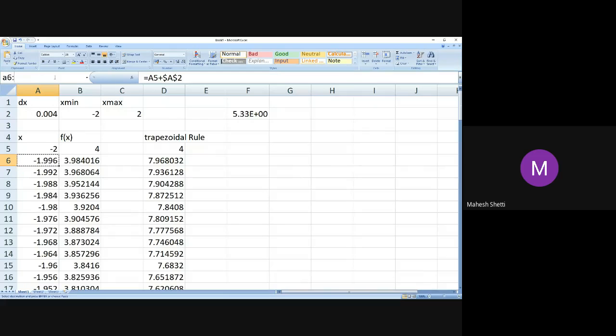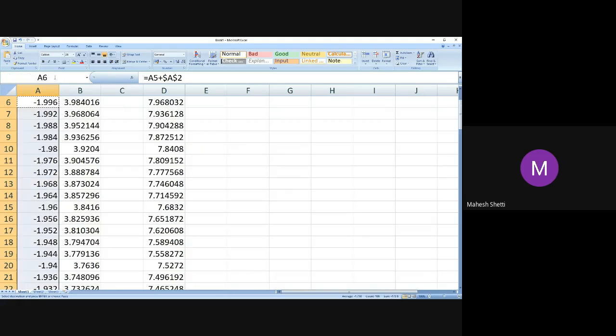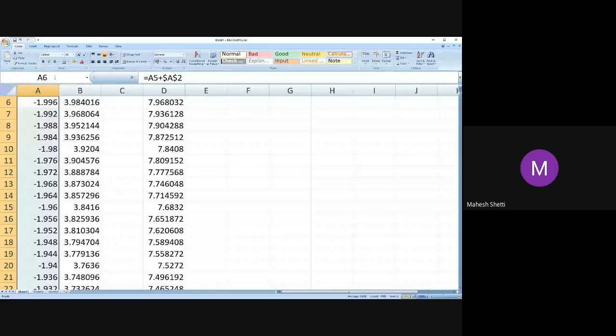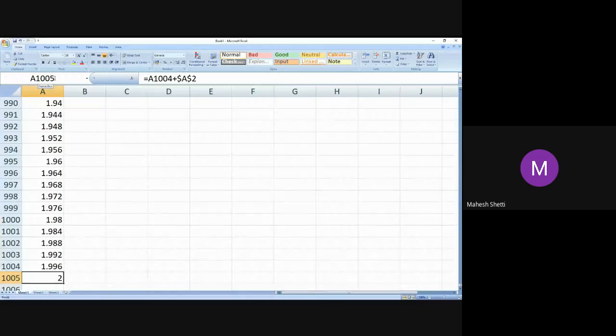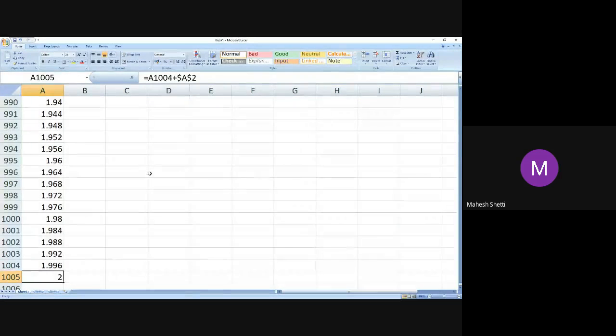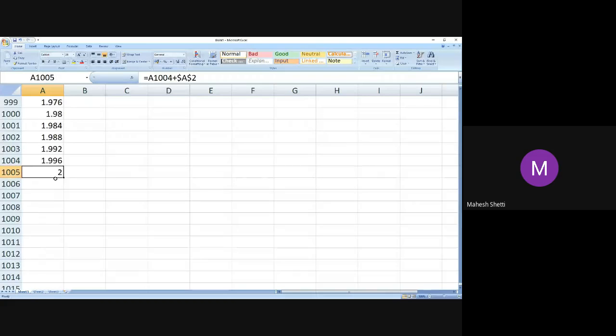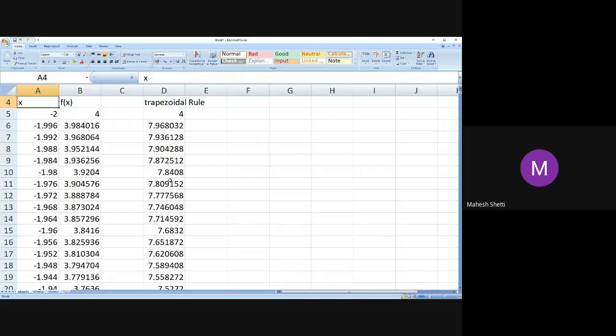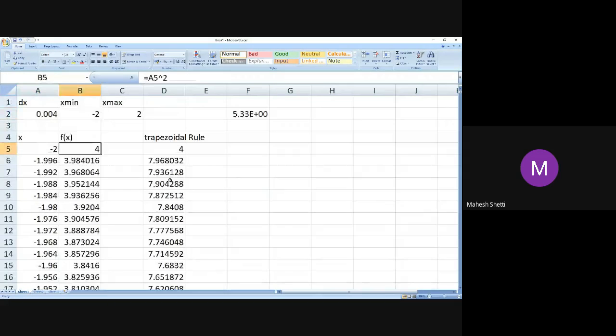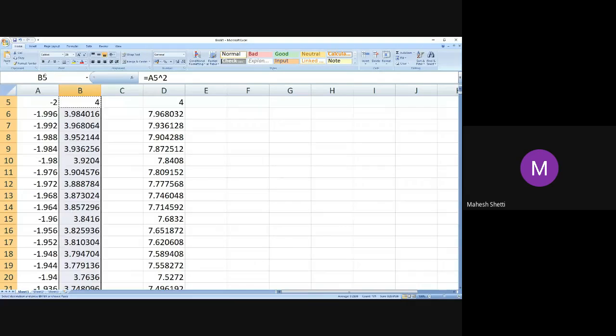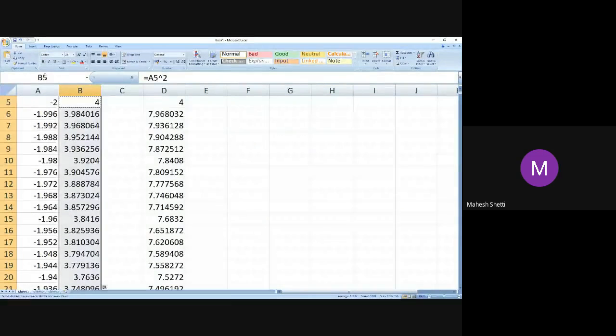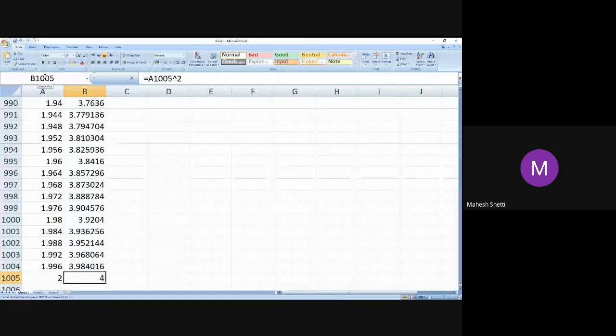A6 to A1005, I have applied it. So you see that my A1005, you can see over here it is 2. That was the upper limit we decided, and I started with minus 2. Similarly, I will copy this formula from B5 to B1005, and I'll paste this formula. So the last value is 4.